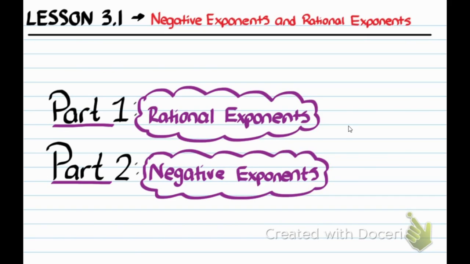All right, so this is the second part to lesson 3.1. In the first part, we went over rational exponents and radical form. Now we're going to go over negative exponents.